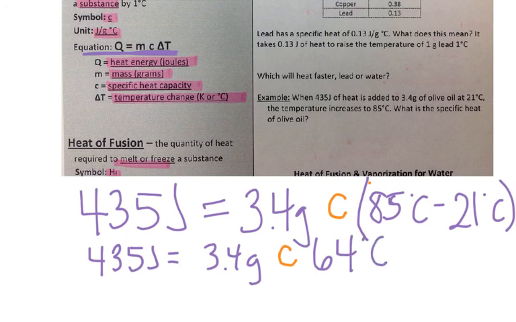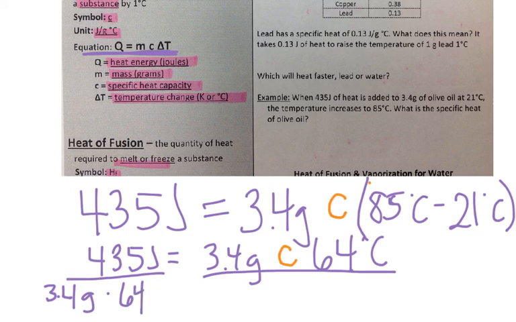Now, because these are all multiplied, we're going to have to get rid of them onto the other side. This is just basic algebra here. We're going to divide both sides by our 3.4 grams times that 64 degrees Celsius. So 3.4 grams and 64 degrees Celsius cancel out. And then we don't get to cancel any units out over here. So our final answer is going to be left with joules, grams, and degrees Celsius.